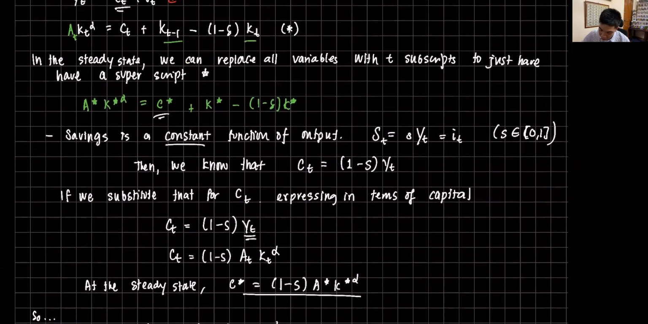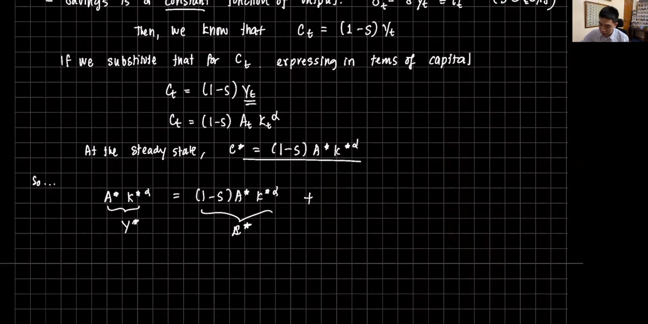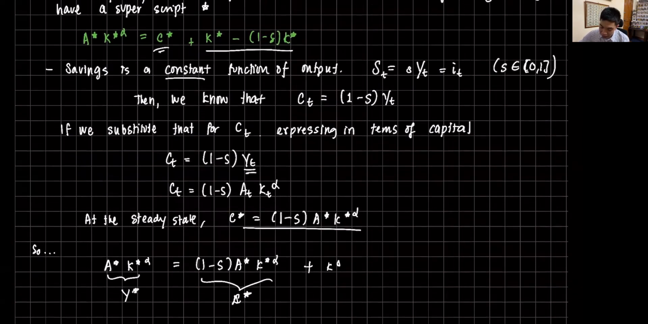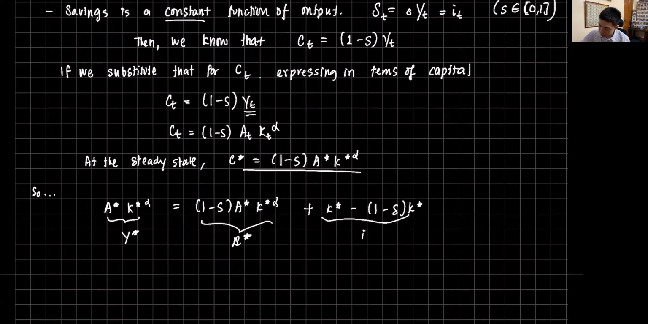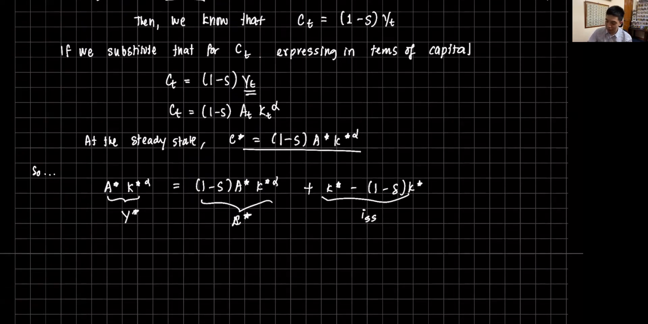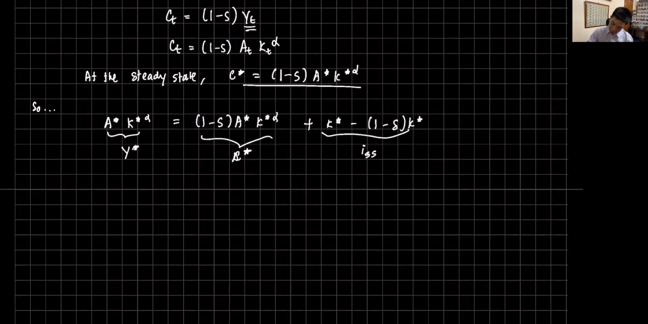So this thing here is C star plus investment. Now, investment here is basically this one. This entire thing is the law of motion of capital in its steady state. So that's K star minus 1 minus delta K star, and this is your steady state investment. Now, if you notice, the equation is still in terms of endogenous variables.